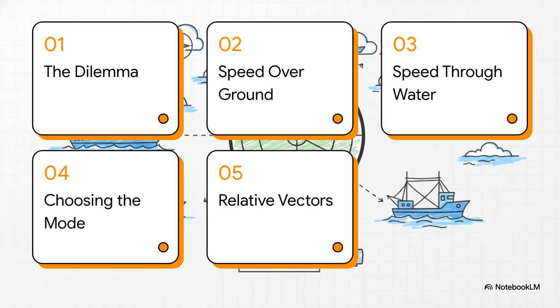So, here's how we're going to break this down today. First, we'll look at the stabilization dilemma itself. Then we'll tackle speed over ground versus speed through water. After that, choosing the right mode. And finally, we'll wrap things up by unpacking relative vectors.